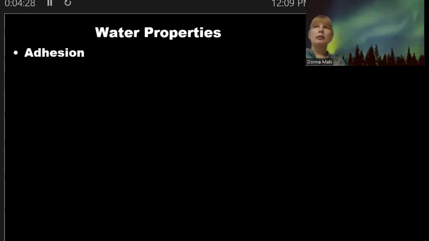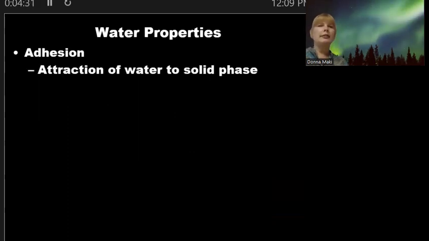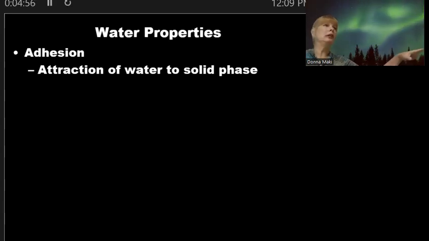So adhesion is another property I want you to think about. That is the attraction of water to a solid phase, a solid surface. For our purposes, I'd like you to zero in on the idea of the vascular tissue in the plant, particularly the tissue that conducts primarily water and dissolved minerals. There are two major types of vascular tissue. Which one is for water transport? Xylem, all right, xylem.